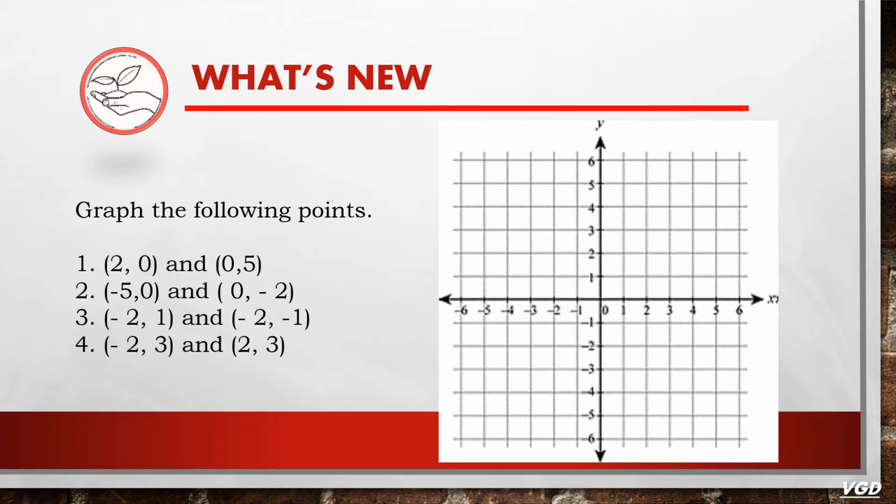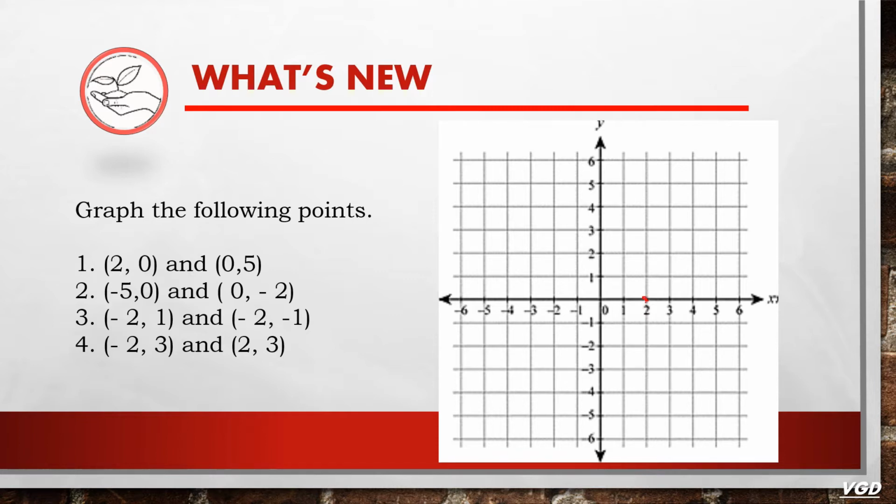So let's have number 1, (2, 0) and (0, 5). Since 2 is positive, we need to move to the right. So it's here at 2. And then since the y doesn't have any value, it's only 0. So that is our point.